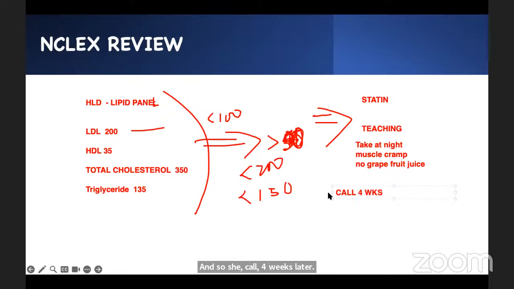Call 4 weeks later with dark urine, right? Dark urine, muscle cramps, and you get a CK, it's like 20,000. 20,000. What has happened to her? What other lab work do you want to get? So she's developed rhabdo. Now we have a rhabdo patient.